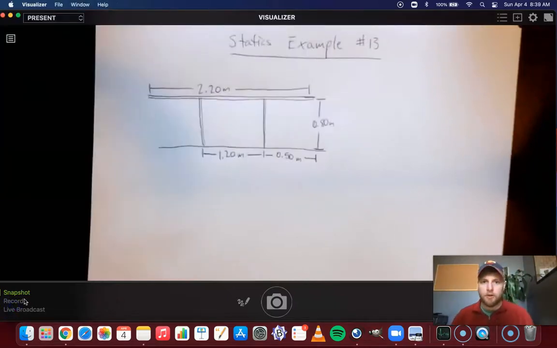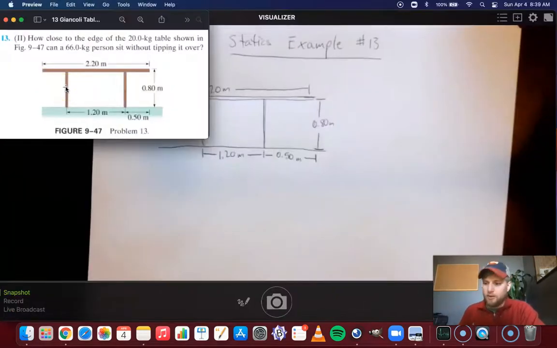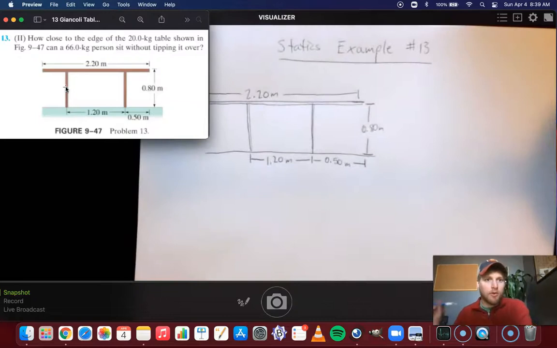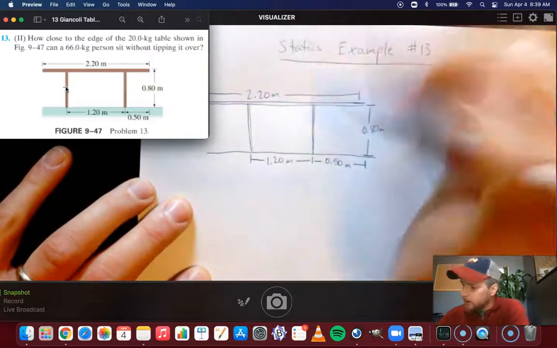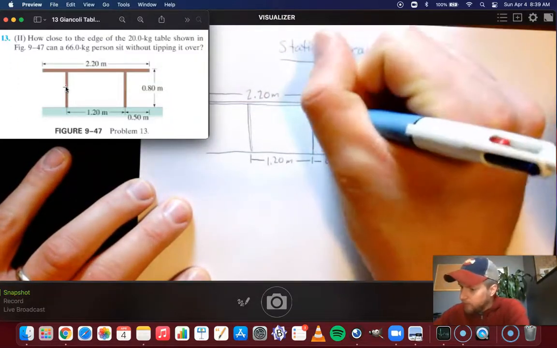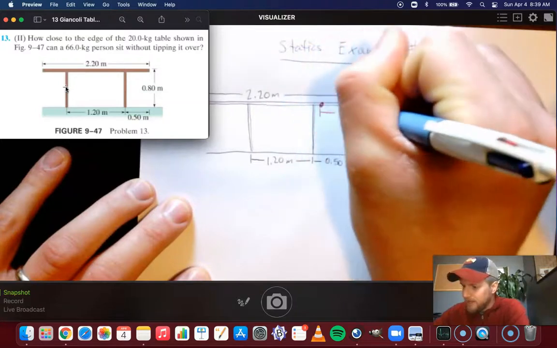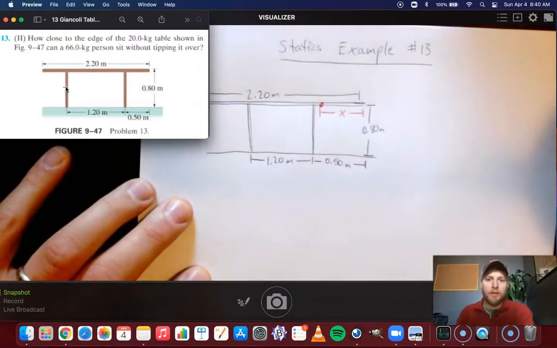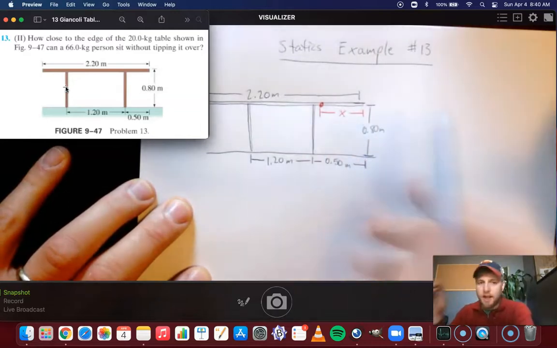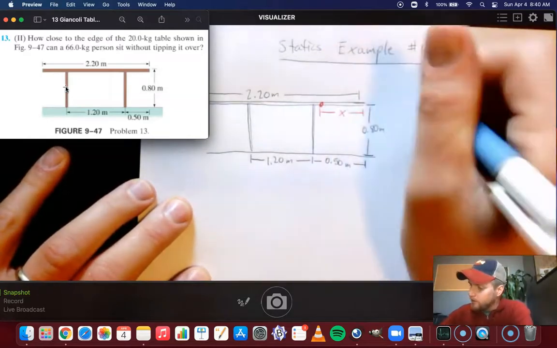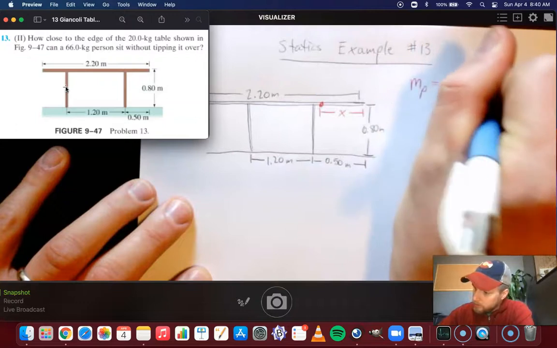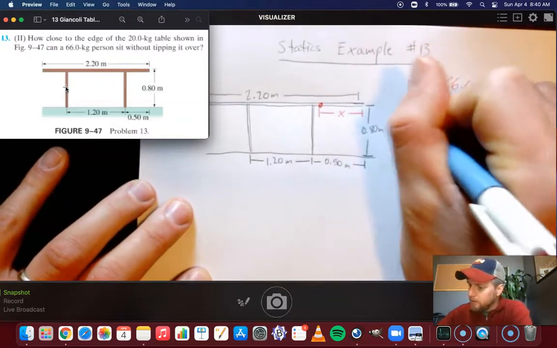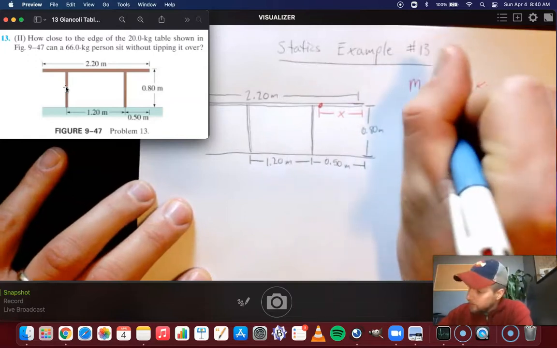Alright, so we've got our drawing. I copied down everything from the question. Let's make sure we get masses. We're told the person is going to sit somewhere near the edge. Let's say they're going to sit somewhere like this, a distance x from the end. That person, we'll say the mass of the person is 66 kilograms. We're also told the mass of the table, I'll call that MT, is 20 kilograms.